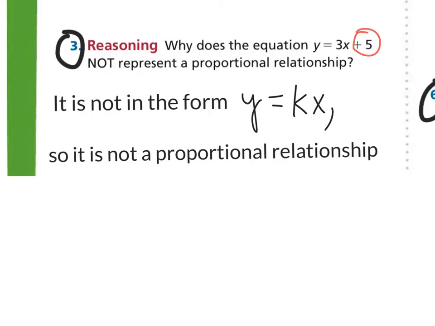With our proportional relationship, we'll just have y equals something times x, like y equals 5x, y equals 1/3 x, y equals 2/10 x, whatever. We don't have a number that's added or subtracted behind it if it's proportional.